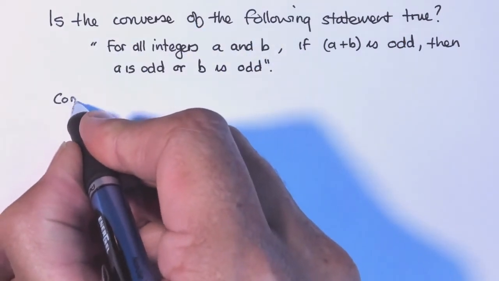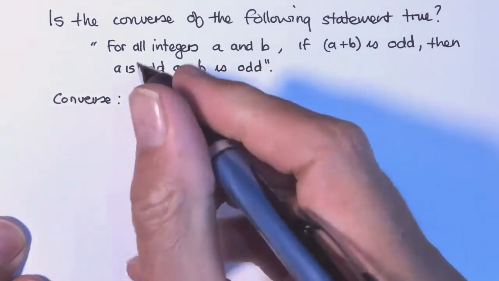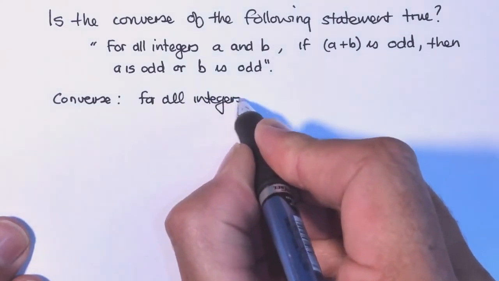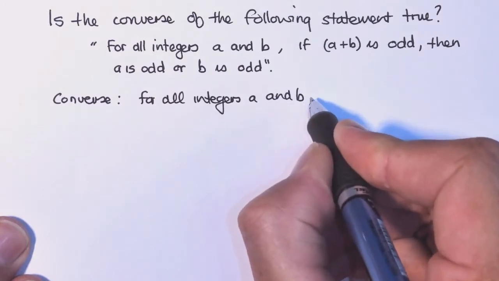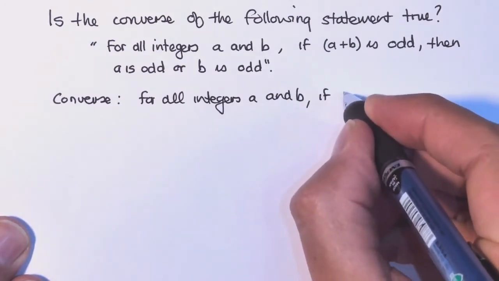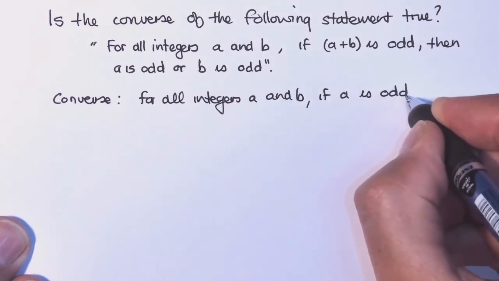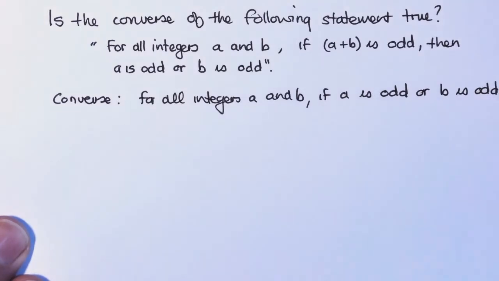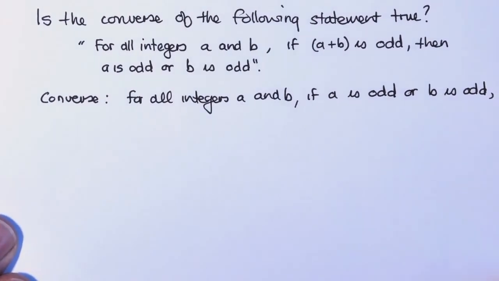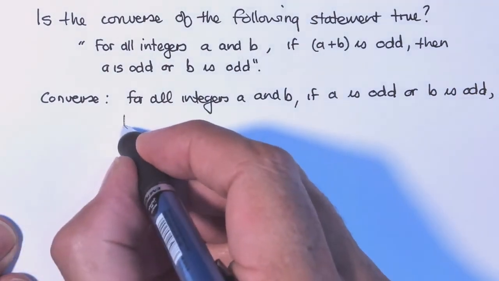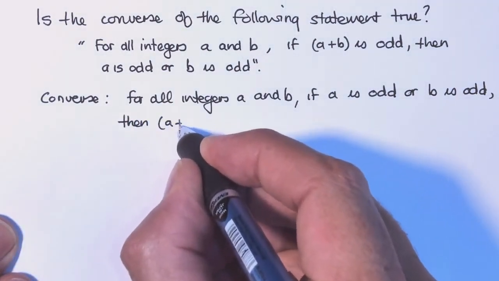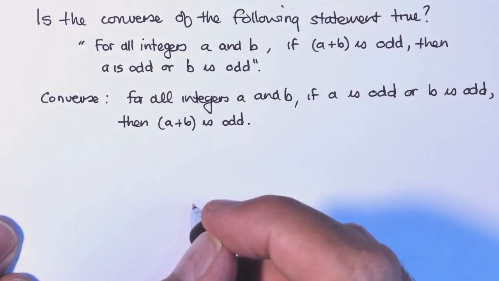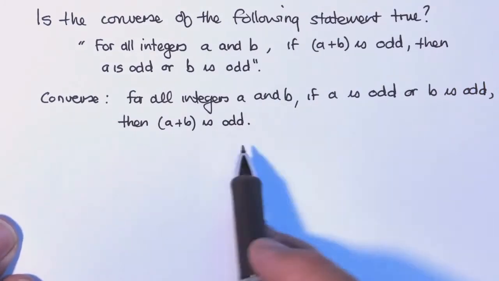So let us word the converse. The converse will be that for all integers a and b, if a is odd or b is odd, then a plus b is odd. That is what we want to prove. Now this is false.